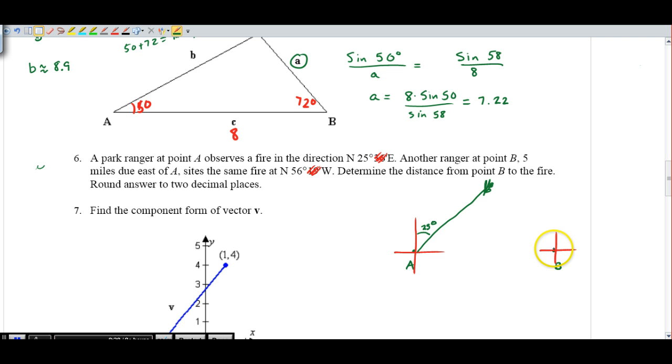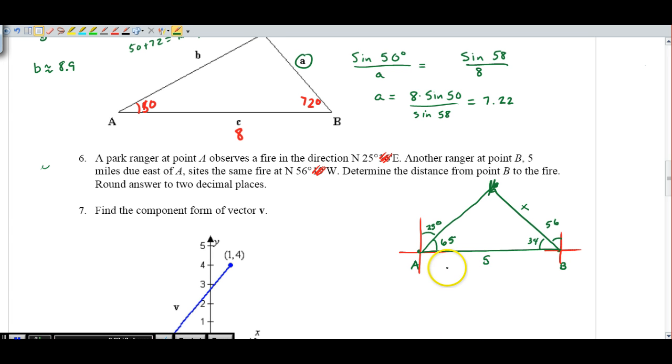And over here, same fire, is north 56 degrees west, so this angle is 56. Now my triangle here is created. This is 5 here, this is 34 here, and this is 65 here. So this is another side angle side, and we have to determine the distance from point B to the fire. So we have to find this x.